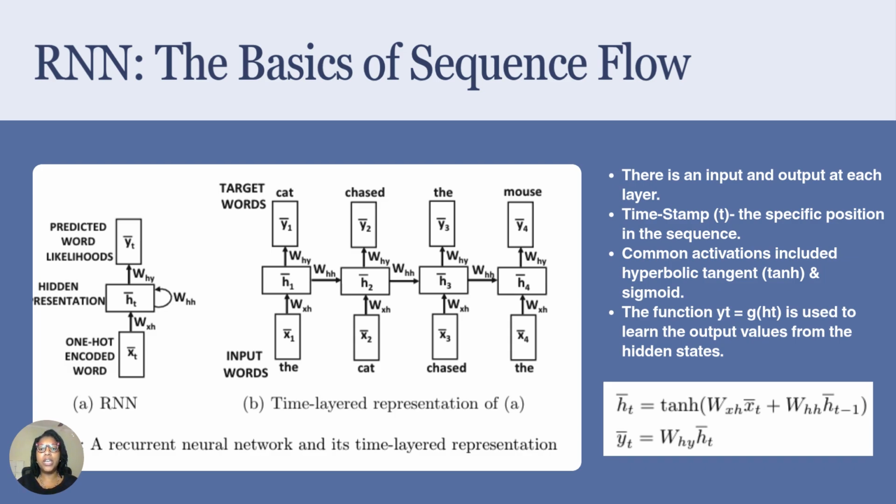Some of the common activations used in recurrent networks are hyperbolic tangent, or tanh, and sigmoid. And the function y sub t here is used to learn the output values from those hidden states. But I'll show you just how. I know that was a lot to take in at once. So I'll show you just what I mean, a real world example.